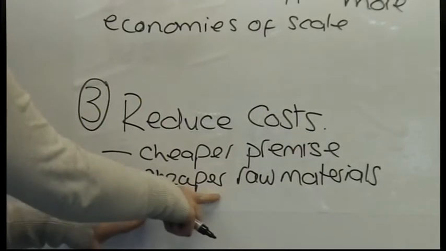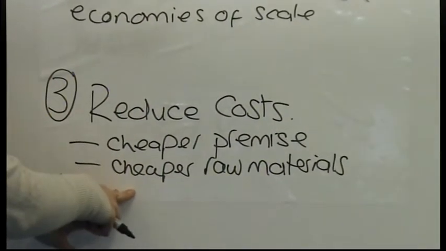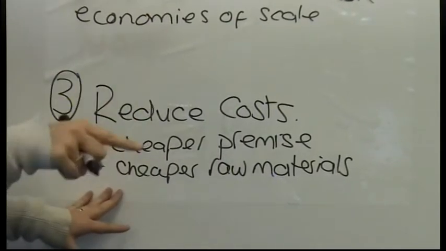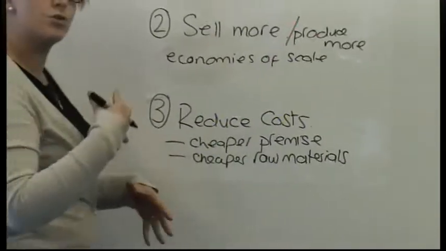What's your analysis here though? If you buy cheaper raw materials, the quality might not be as good. Therefore, your product's quality might not be as good. Therefore, you lose your USP. So that's all your analysis.